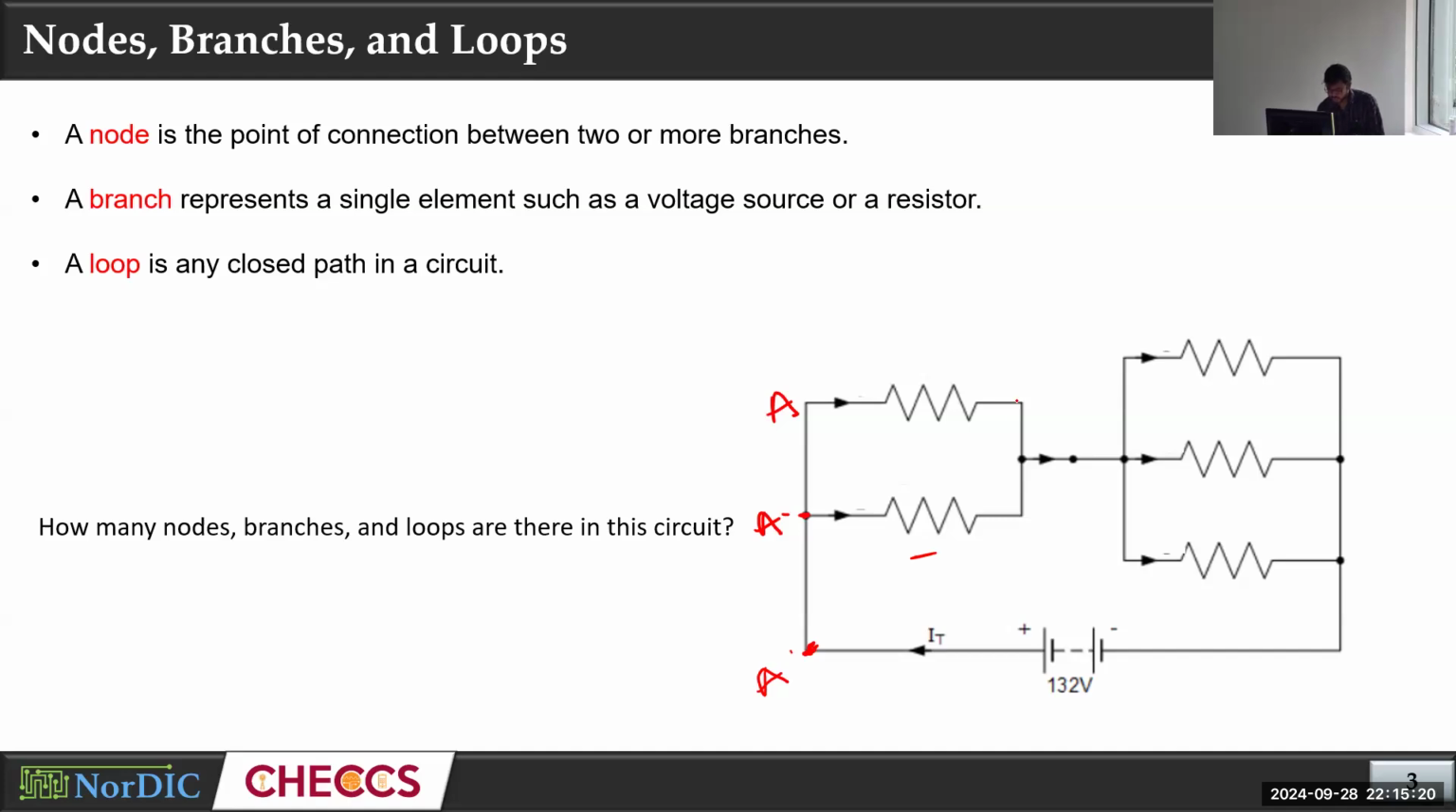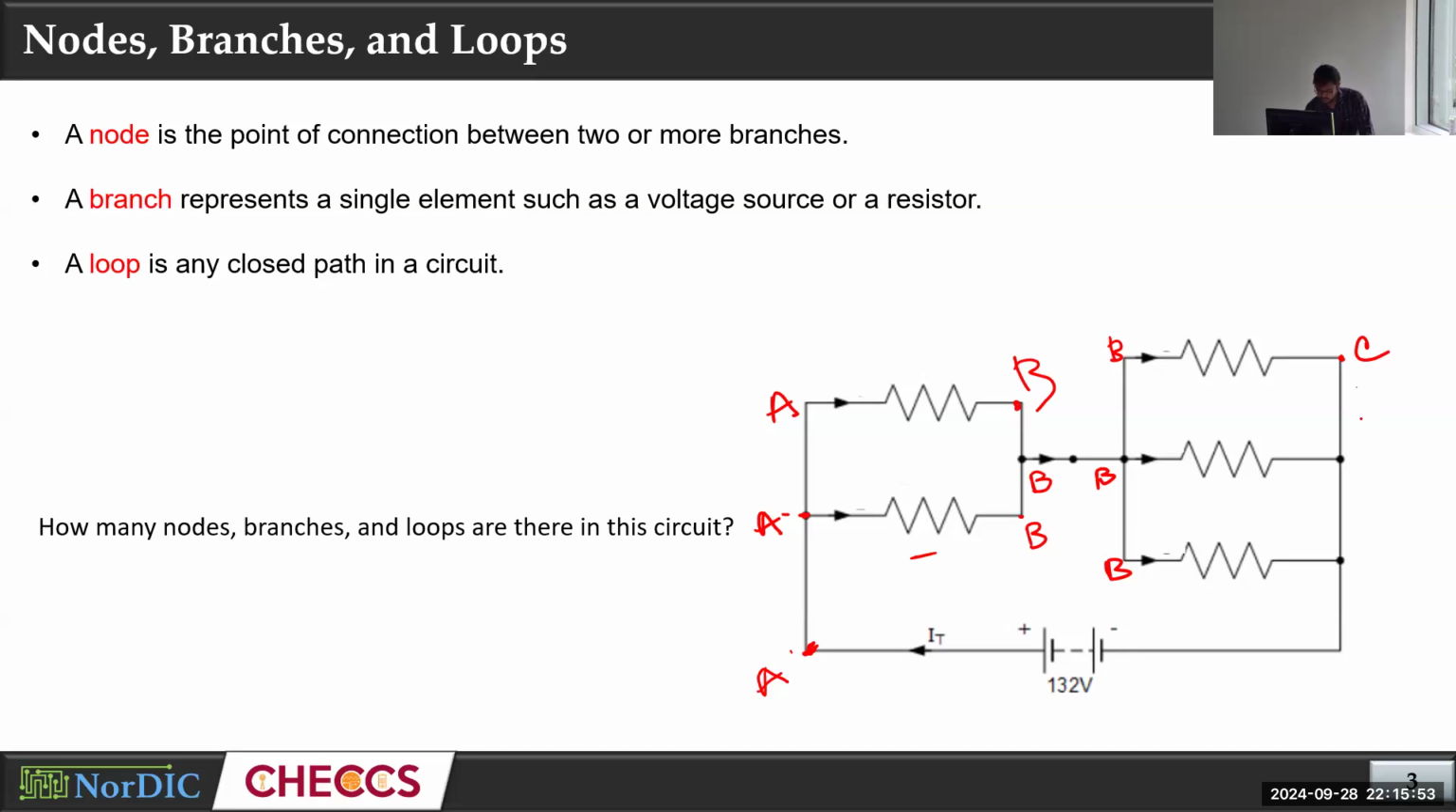Now, if we move to the next point here, will that be a separate node? This should be a separate node because there is a resistance between, right? So this is B, and there is nothing, so these will also be B. Similarly, this should also be B. So all of these should be the same node B. And now if we move to this point, this should be a separate node, right? Because there is a resistance there.